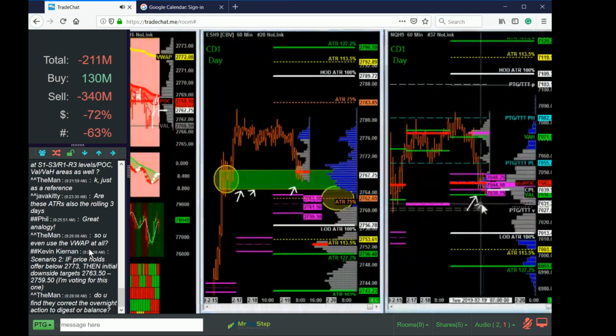Same thing for the NQ. It's into the 3-day central pivot zone right around the 40s. Again, we'll see how the market responds. It's kind of drip, drip, drip overnight, down into these key zones, and we see what the market does from there. They could correct the overnight action. They could balance it.